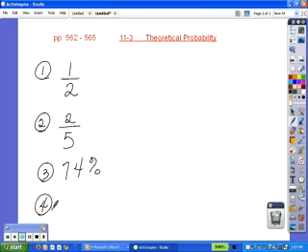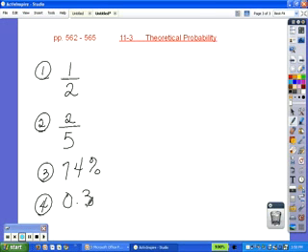Number 4, if you have an unfair number cube and the probability of rolling a 2 is 7/10, and they want to know what is the probability that you will not roll a 2, you'll have to subtract 7/10 from 1 whole to get 3/10.